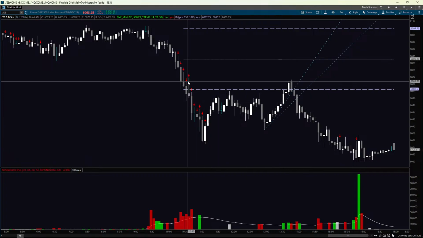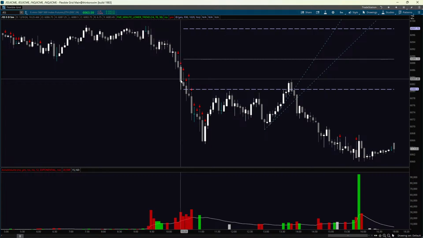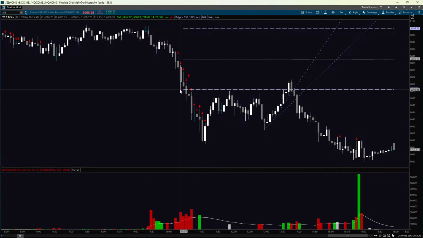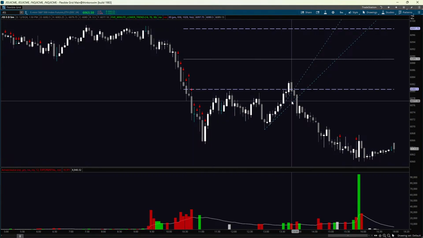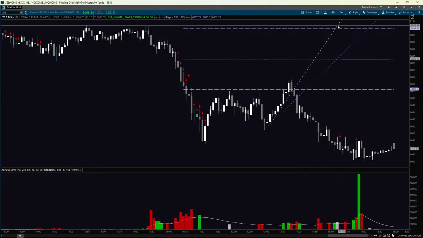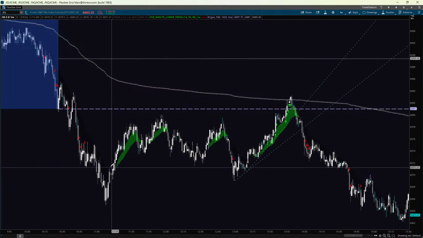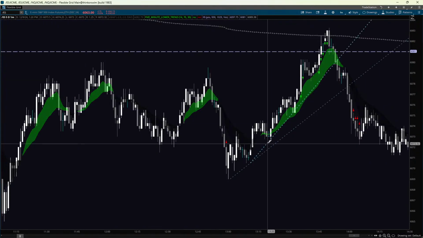Okay, and here we go. Strong volume right here. Strongest volume was there. I was hoping for rejection there. We got a strong volume here. We have initial balance, right? Okay, so that's that. We go to the 1 minute. All right, here we go.